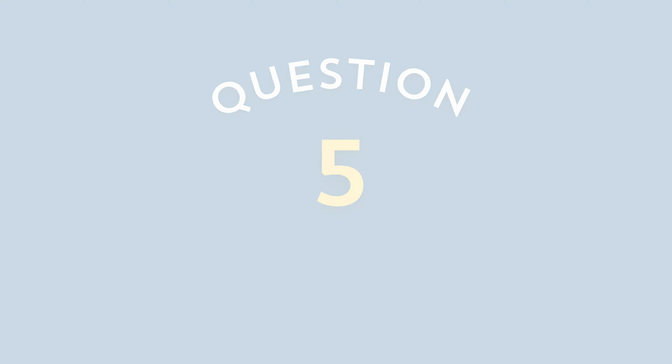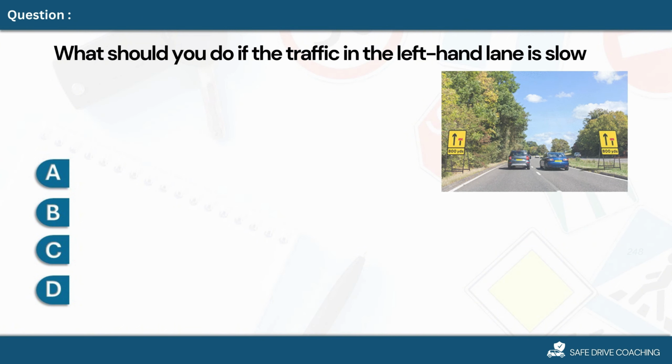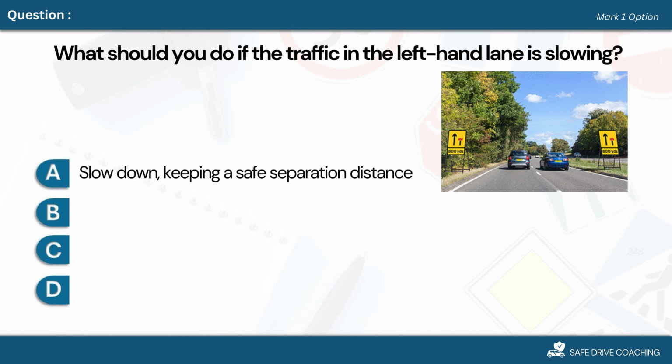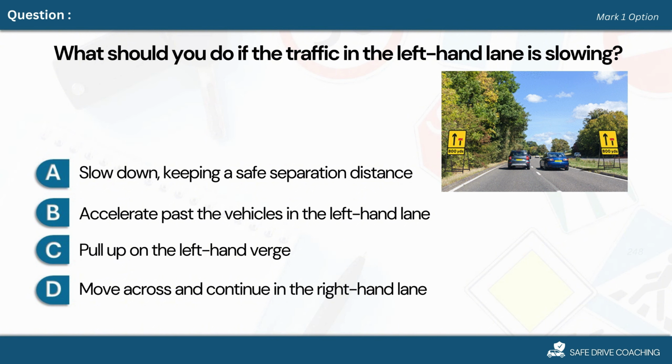What should you do if the traffic in the left-hand lane is slowing? A. Slow down, keeping a safe separation distance. B. Accelerate past the vehicles in the left-hand lane. C. Pull up on the left-hand verge. D. Move across and continue in the right-hand lane.